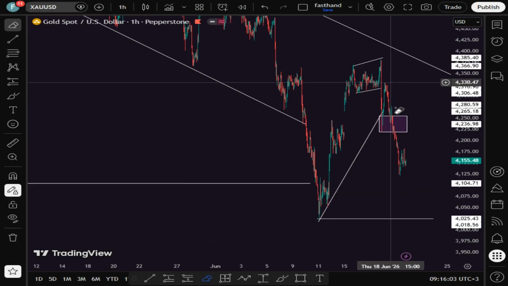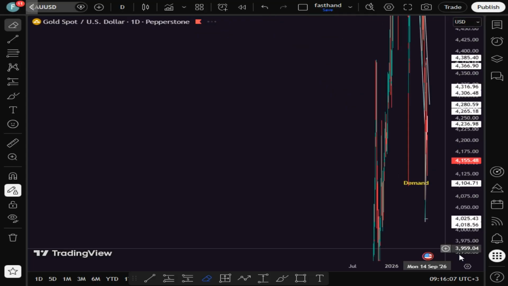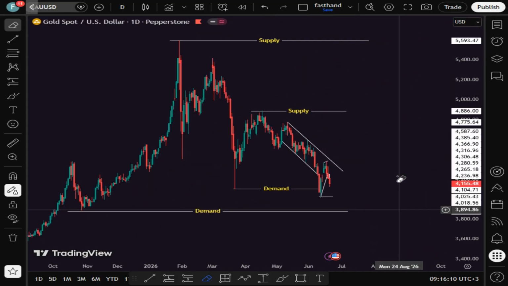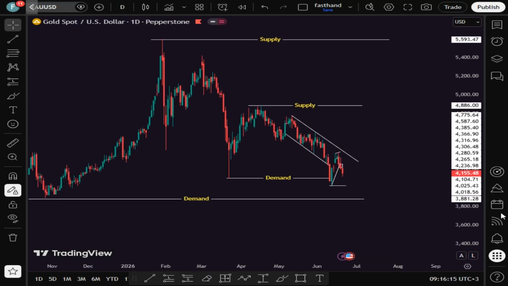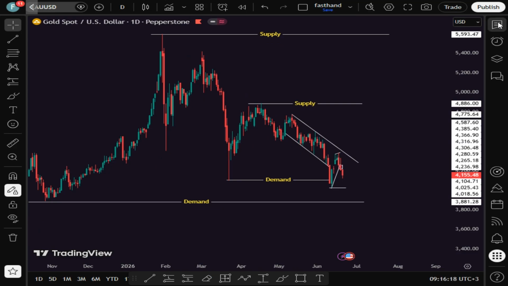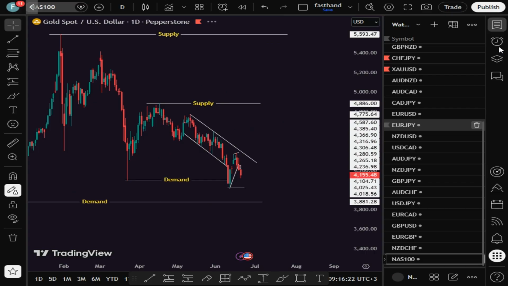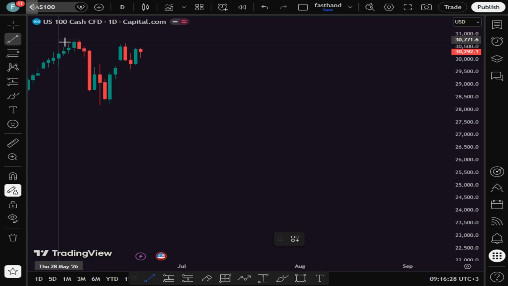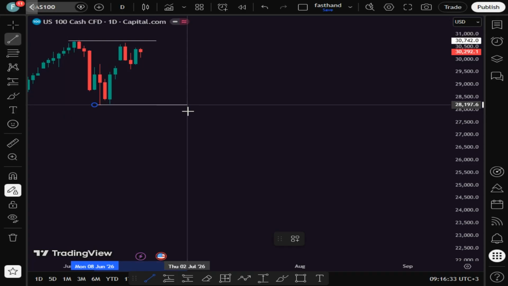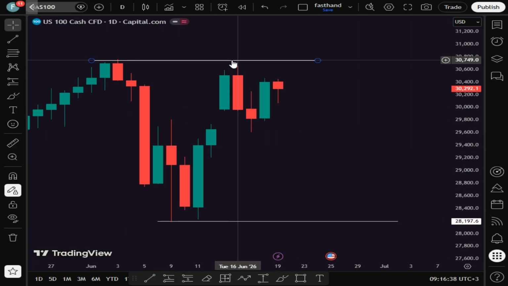Okay, all right, so with that being said, let me see if I can look at maybe another pair. Let me see any other pair. All right, there is NAS 100. Okay, NAS, and then I'm just going to do the same thing. All right, we had our supply zone right there, and now this is a demand zone. Now let me just call out those zones so that you guys can see.